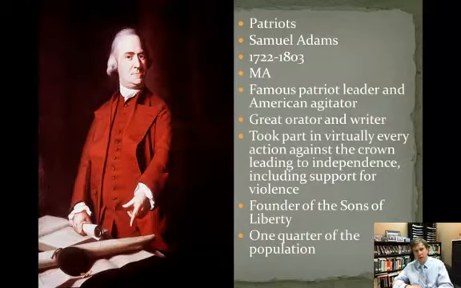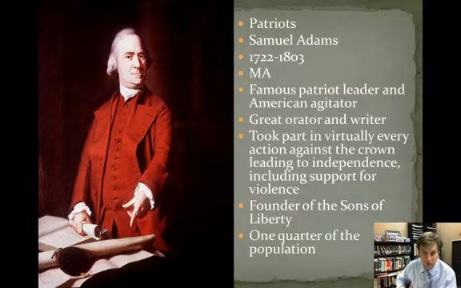And then last but not least, you had the Patriots, people like Sam Adams of Massachusetts, very famous agitator, great orator and writer, but not very good with money. In fact, he was really reckless. The only reason he stayed afloat financially is because his wife was able to keep them afloat. And she was a spendthrift, and Adams had a business that he ruined. He was born with a silver spoon, inherited all kinds of stuff from his father. He ruined all that. One of the founders of the Sons of Liberty, he took part in virtually every action against the Crown leading to independence, including support for violence at points.